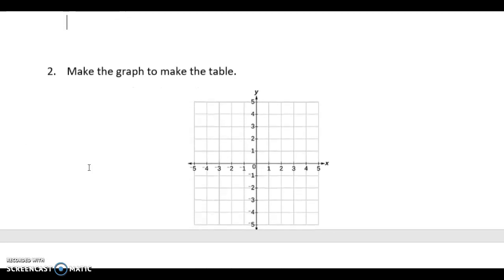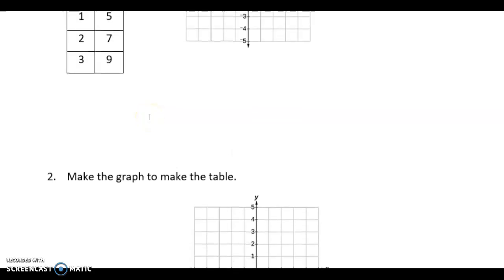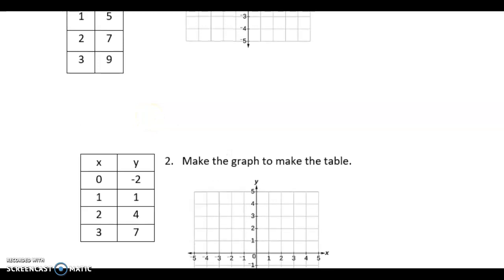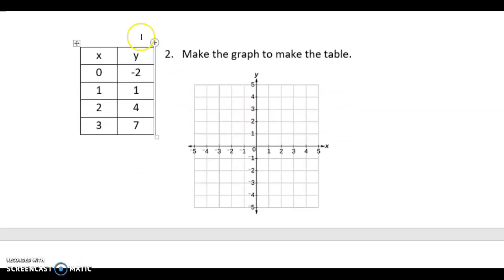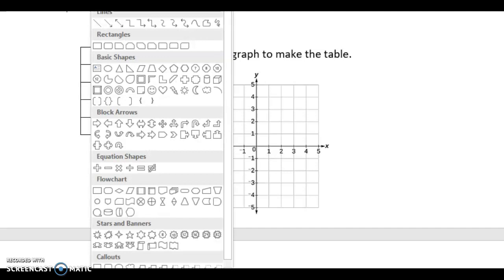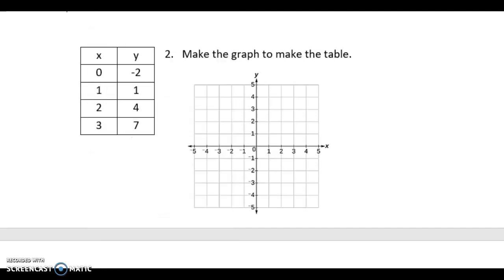Okay, so for this one, we were making a graph to match, oops, it's still cut off. Graph to match this table here. So all I'm going to do is take these points and put them on this graph. Again, I know that maybe some of you don't have the capabilities to graph at home, but hopefully you got creative and were able to think of something.